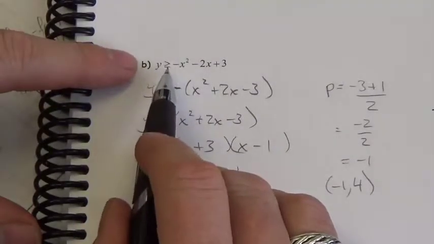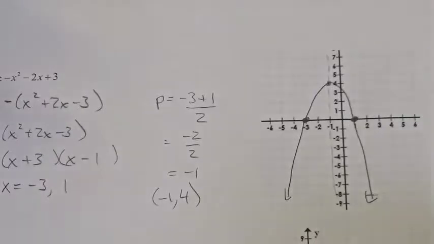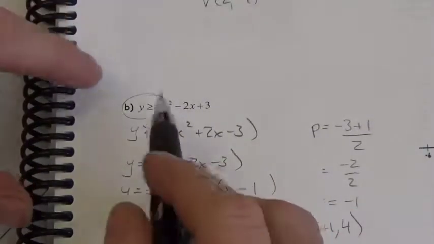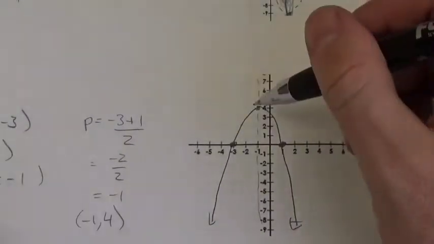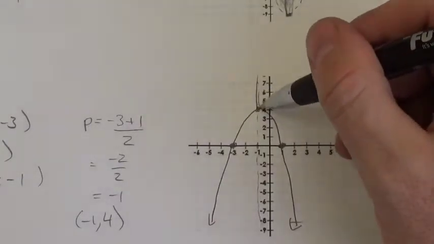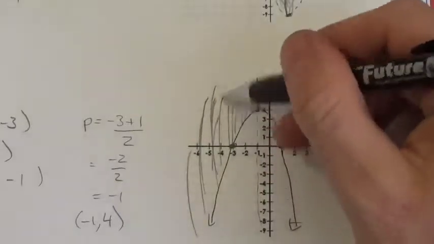Because it's greater than or equal to, okay, so it's that or equal to that makes this a solid line. Now, I go back to my inequality. Greater than or equal to, greater than. So I'm going to look at my graph here. Here's my vertex. Greater than is this way. So that means I'm shading outside or above the parabola.